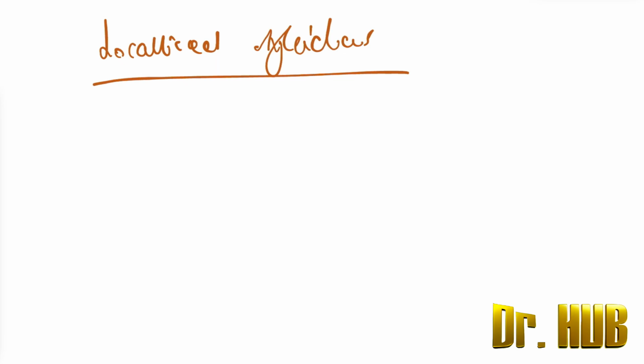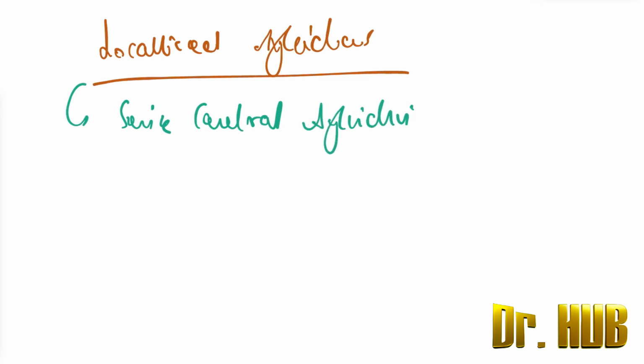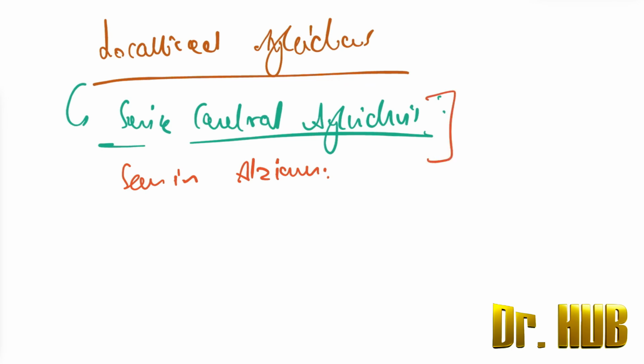Then we are going to look at the localized amyloidosis. The localized amyloidosis contains the senile cerebral amyloidosis, as well as that seen in Alzheimer's. So what are the fibril proteins? The fibril protein in case of senile cerebral amyloidosis and Alzheimer's disease is A beta. And what is the precursor protein? APP is the precursor protein.